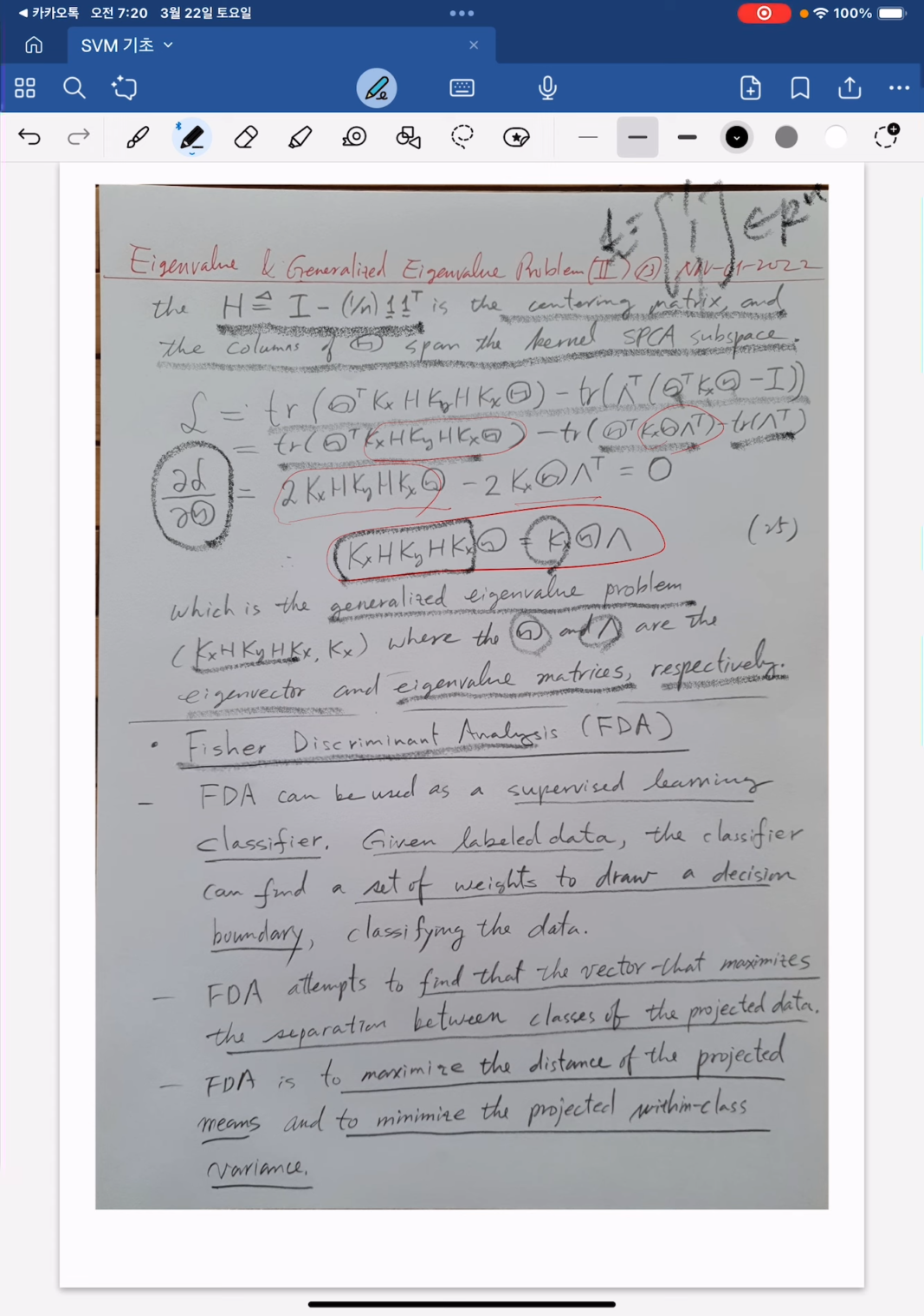Fisher discriminant analysis, FDA. FDA can be used to supervise the learning classifier. Given labeled data, the classifier can find a set of weights to draw a decision boundary, classifying the data. FDA attempts to find the vector that maximizes the separation between the classes of the projected data. FDA is to maximize the distance of the projected means and to minimize the projected within class variance.